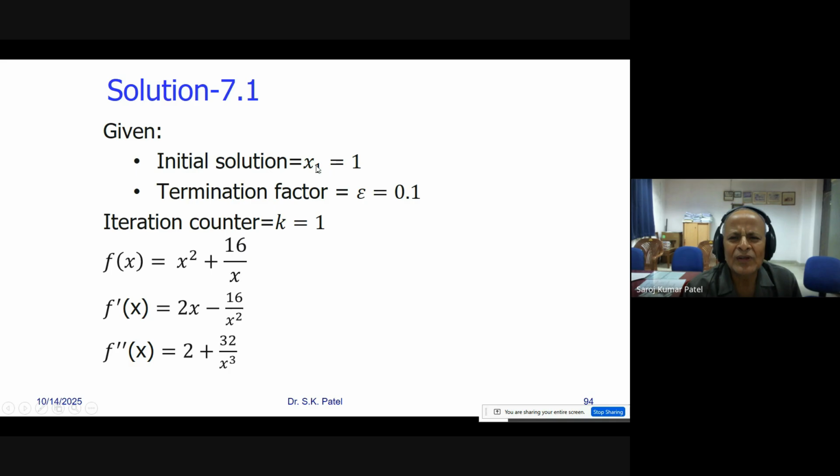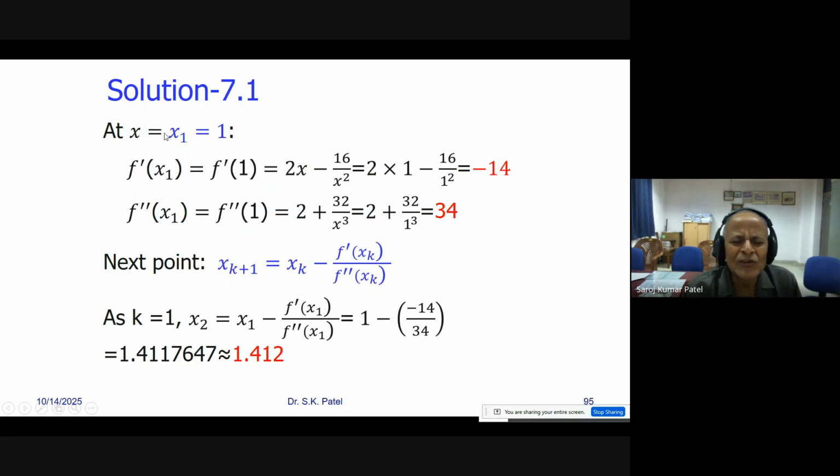So the initial solution x1 is equal to 1. This is given. And the epsilon value is 0.1. Iteration counter k is 1. F of x is x square plus 16 by x. The first derivative will be 2x minus 16 by x square. The second derivative will be 2, and this one will be 32 by x cube. So at x1 equal to 1, find the first derivative. Put x1 equal to 1. So 2 into 1 minus 16 by 1 square, we get minus 14.